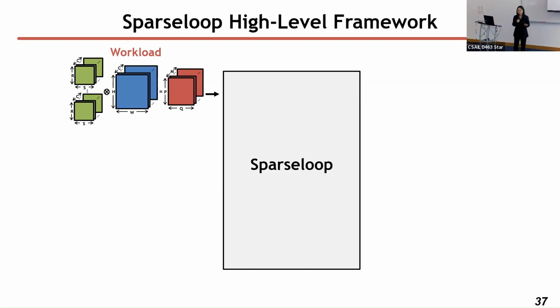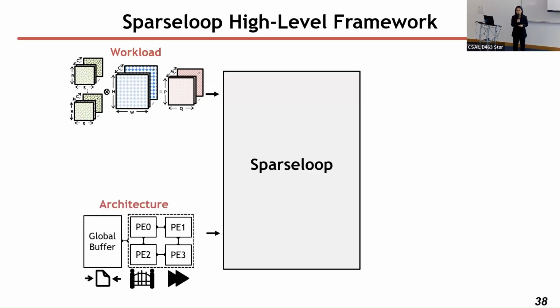Is it a convolution or a matrix multiplication? And the shape of the tensors. For example, is it a 4x4 tensor or an 8x8 tensor? And since we're looking at sparse tensor algebra, it needs to carry information about the sparsity of the tensors.